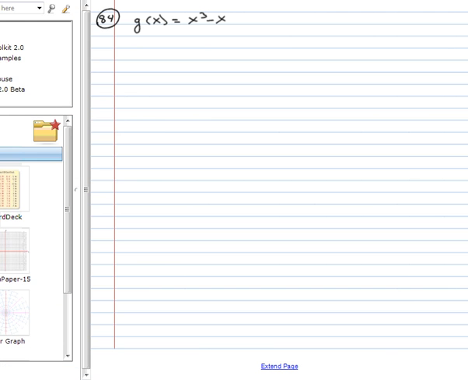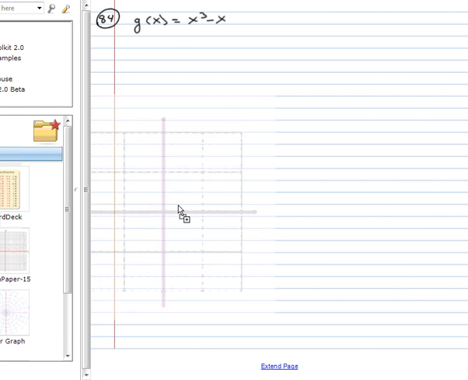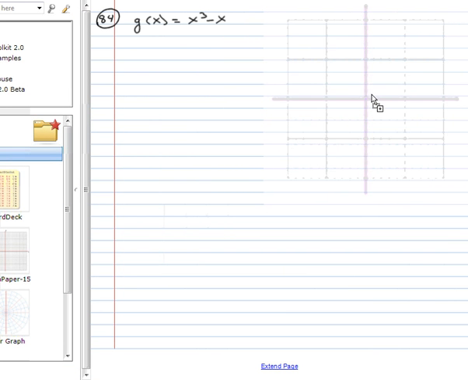Sketch the graph of G, find domain and range of G, state whether G is even, odd, or neither. All right, some more stuff. G of x equals x cubed minus x. Now this is not a shape that we necessarily know at all, so how do we graph it? We're going to plot points.